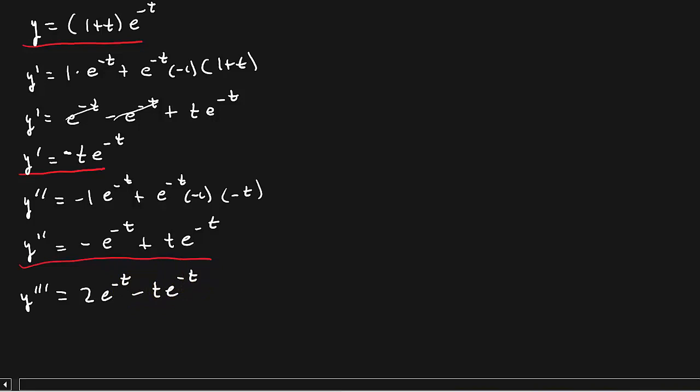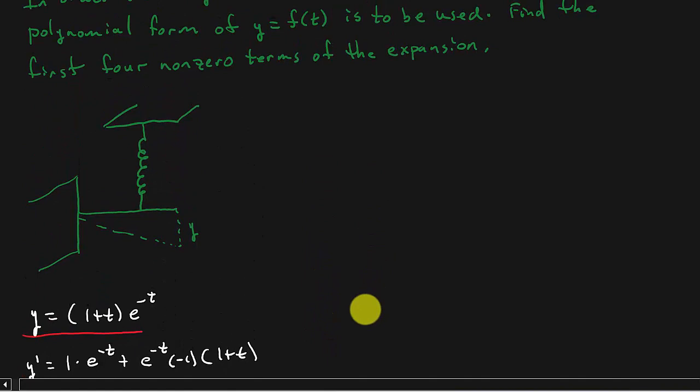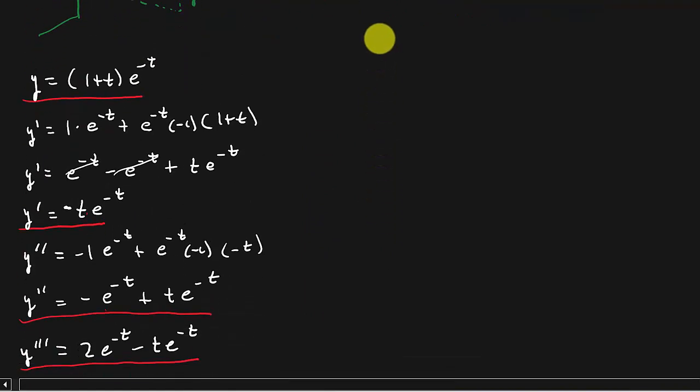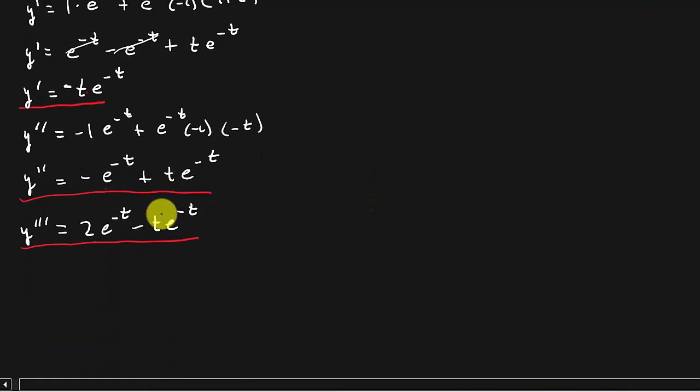Now, if you look at this, we've got 1, 2, 3, 4 terms here. But notice what it says: first 4 non-zero terms. And look at this one. Remember, we have to evaluate each one of these at 0. So if we plug 0 into this one, that's going to be 0. The other ones won't be 0. So we're going to need to do one more derivative, the fourth derivative, and that is going to be te to the negative t minus 3e to the negative t.